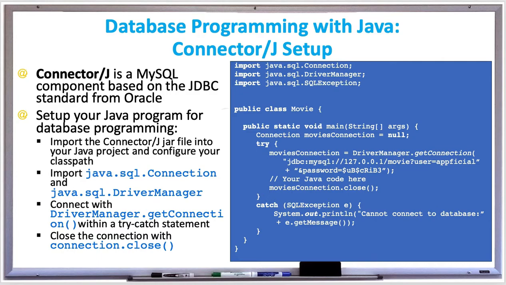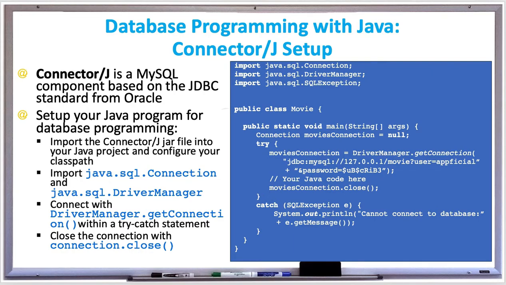Once you have that Connector/J package imported into your Java program, the first thing you need to do is call a few import statements at the top of your Java program. So we have import java.sql.Connection, import java.sql.DriverManager, and import java.sql.SQLException. And then we have our Java class called Movie, and within that class we have our main method.